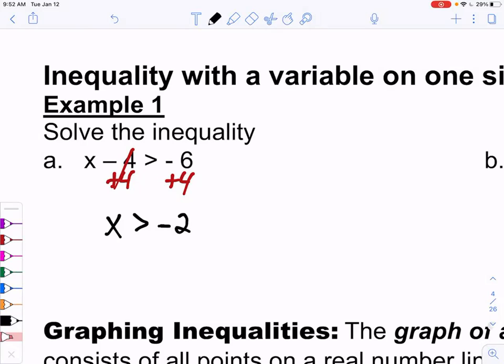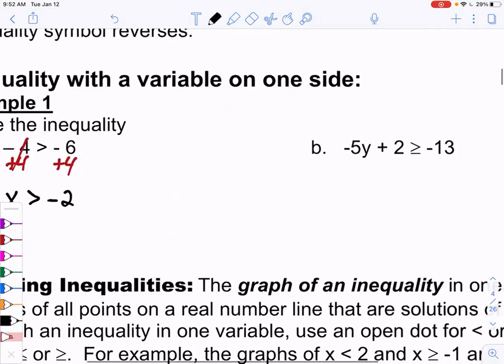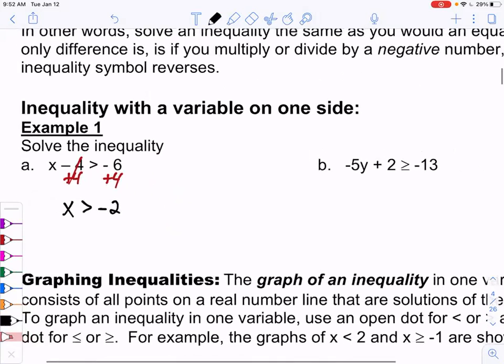So if you're trying to look at part B, think about what the first step would be if you're trying to solve that. This time it says y instead of x. See if you can solve on your own. Take a second. Now in this one, the last step, we have to remember that rule that Josh read to us.